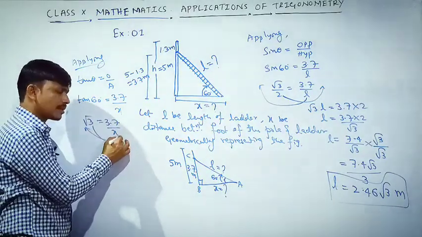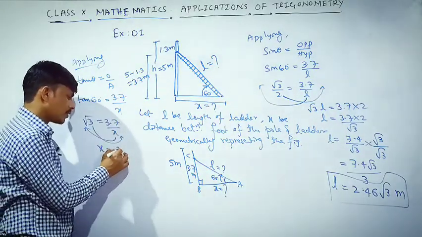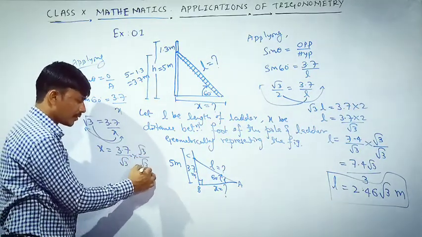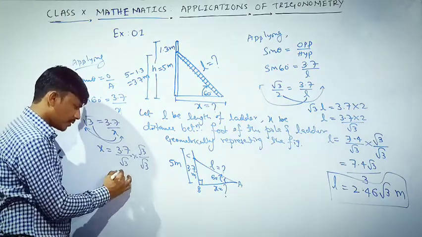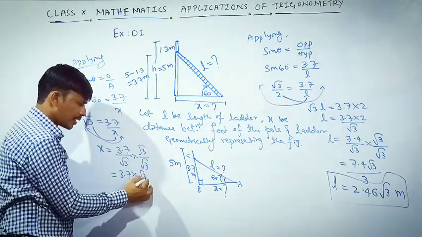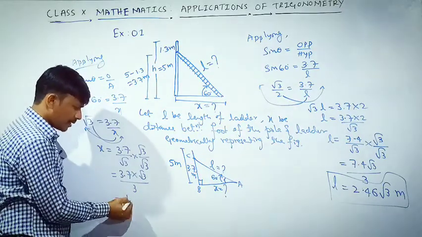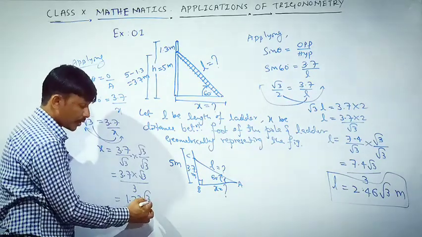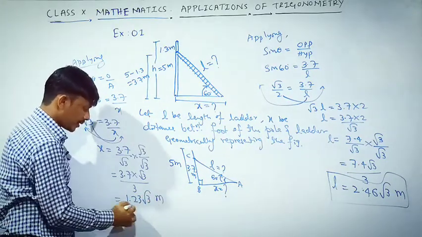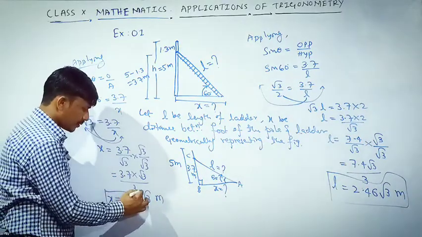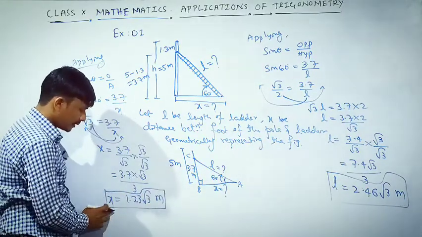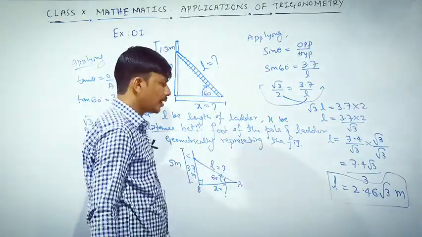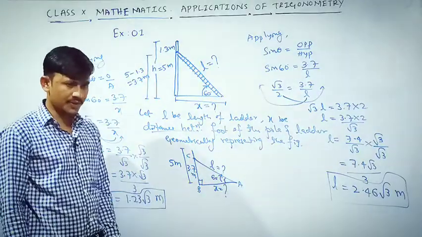Division x also becomes multiplication. x is equal to 3.7 divided by root 3, into root 3 divided by root 3. Do we have to do this? This is equal to 3.7 into root 3 divided by 3. 3 1s are 3, 3 2s are 6, 3 3s are 9. 1.23 root 3 meter is the length of the, what? Distance, sorry, it is the distance between the foot of the pole and the ladder. Understood? This is the answer.